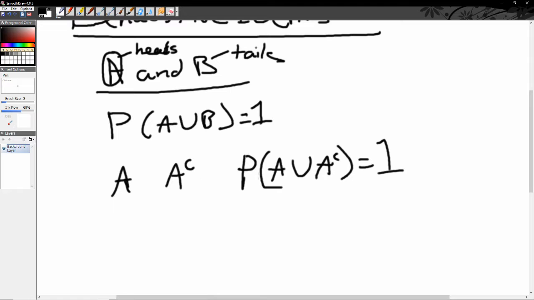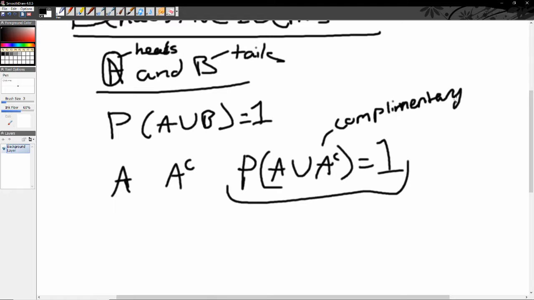And the probability of A or not A is also going to always be 1. A and not A. Not A is called its complementary. I'll write that down. It will always happen. So try to remember that for exhaustive events. The probability of A or not A will always happen.